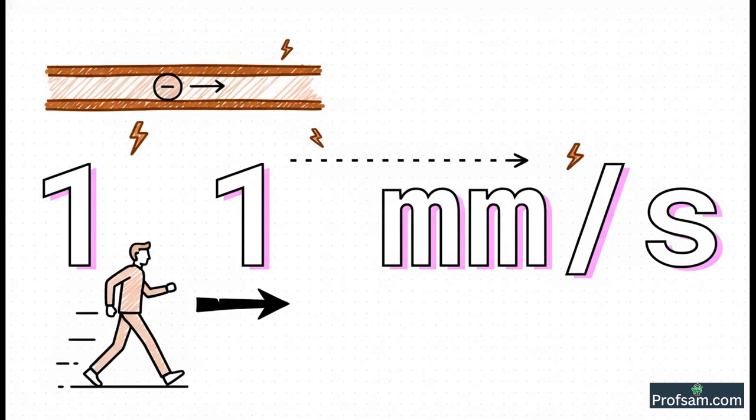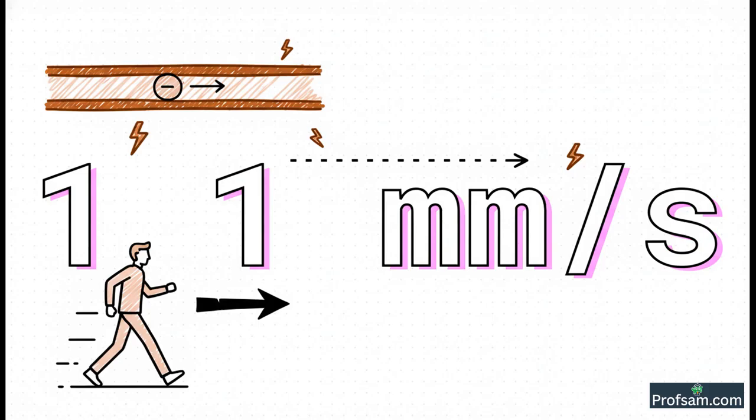And now for the most surprising part. How fast is this drift? You might think it's super fast, but no. The drift velocity is incredibly slow. We're talking about just 1.1 millimeters per second. That's it. I mean, you can walk faster than that. A snail can probably move faster than a single electron drifts in a wire.